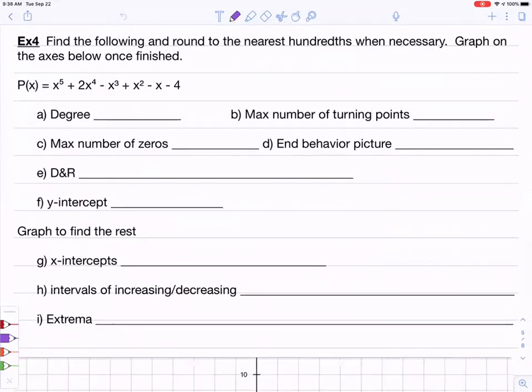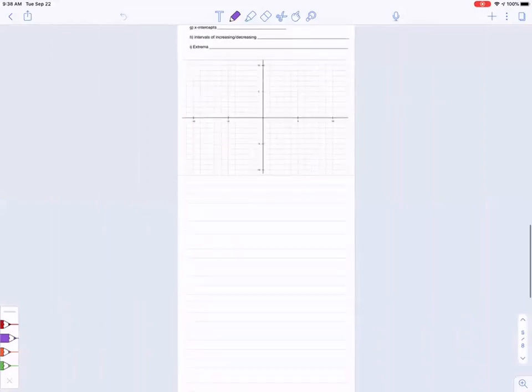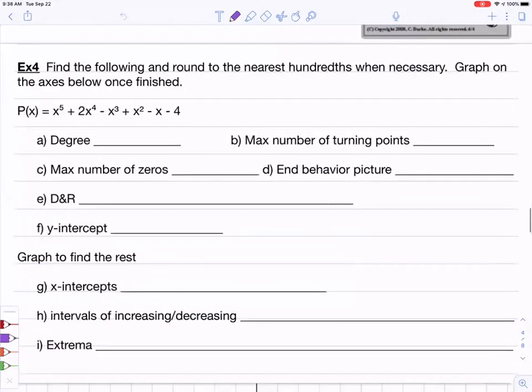All right, so let's go down. Actually, I think this is the last question, right? Number 4? Yeah. And I've already told you this. You had one like this on your test where I make you review stuff we've done in chapter 1, chapter 2, and chapter 3. I love these kinds of questions, okay? Because it makes you remember stuff from previous chapters. So this part A, that's new. It says find the following, round to the nearest hundredths when necessary, graph below once finished. All right, so this part A is new.